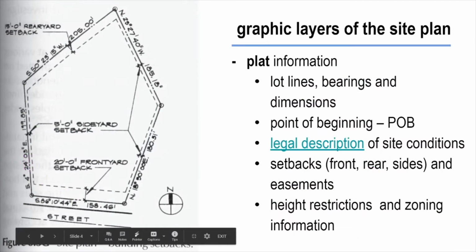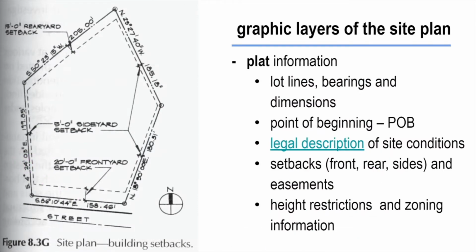Things that we would see on the different layers of the site plan is those lot lines and those bearing dimensions. The description of the site conditions, so things like what zoning it is, and the zoning is just that municipal system of controlling what activities and structures are permitted on pieces of property.